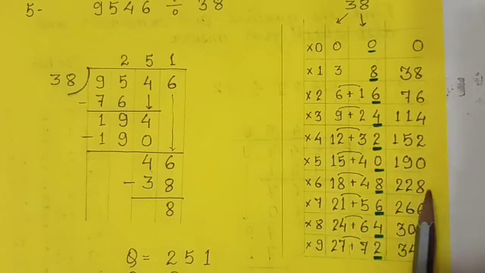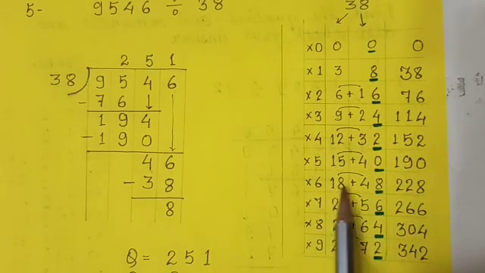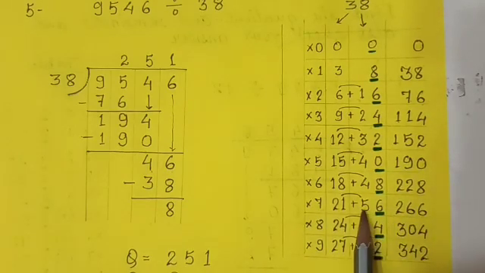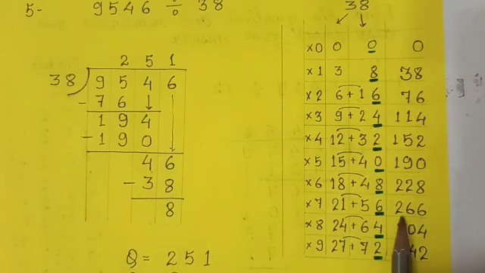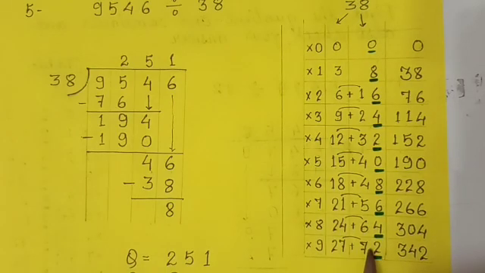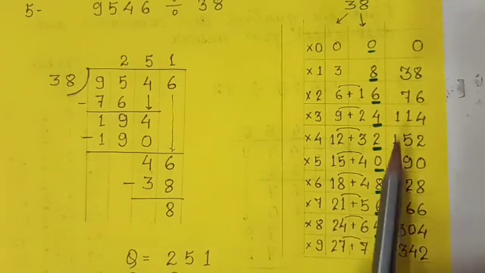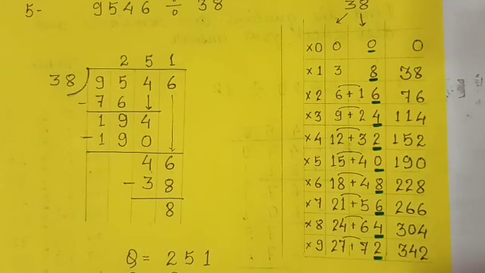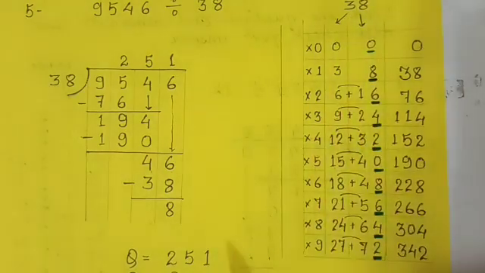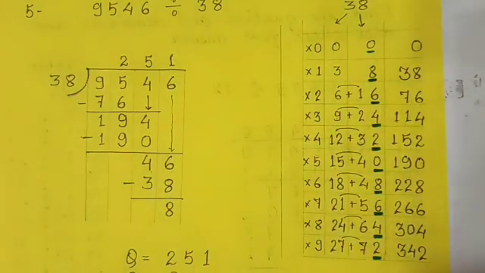Similarly, 8 is already written, 4 is left, so 18 plus 4, it is 22. 6 is already written, 5 is left, so 21 plus 5, 26. 4 is already written, 24 plus 6, 30. 2 is already written, 27 plus 7, 34. In this way, very easily, we can get the table of 38 by using the table of 3 and 8. Now, once you get the table of 38, the division will be very easy for you.